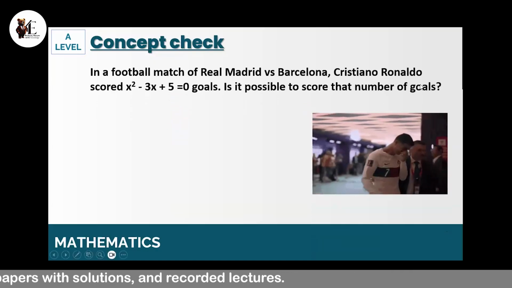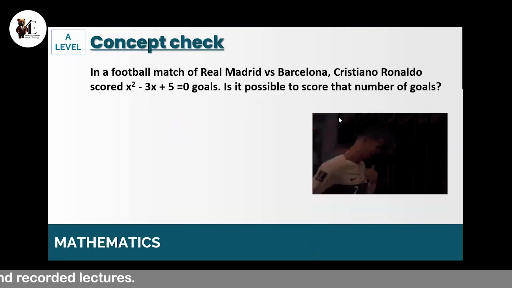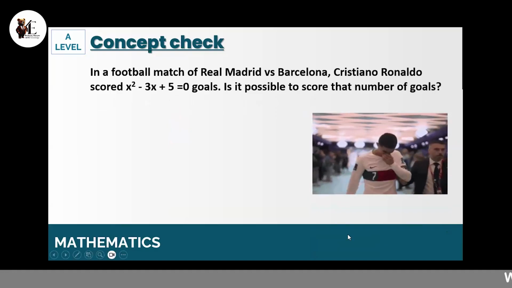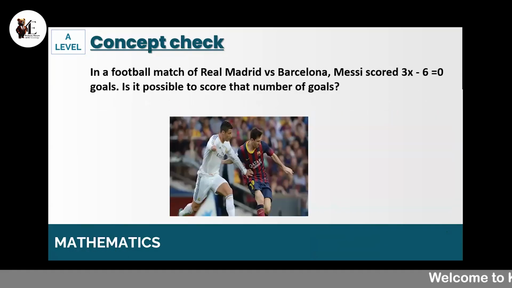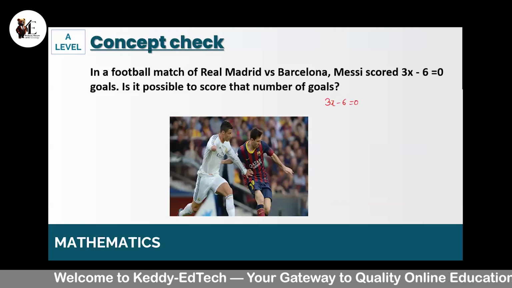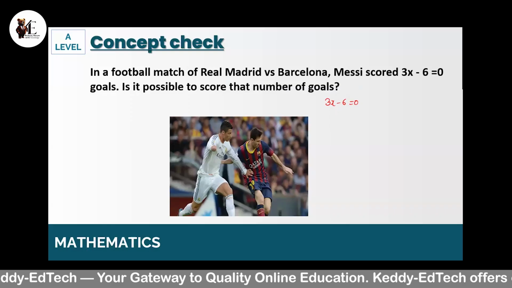Okay, that's why you can see Ronaldo is crying, because the number of goals wasn't possible. Then it is written that Messi scored 3x minus 6 is equal to 0 goals. So it's a linear equation, and we cannot find the discriminant for a linear equation. So how can we find whether it is possible or not? We will solve the linear equation.